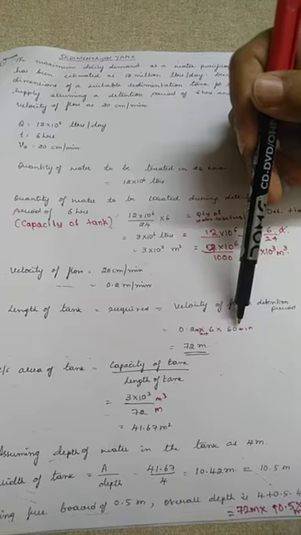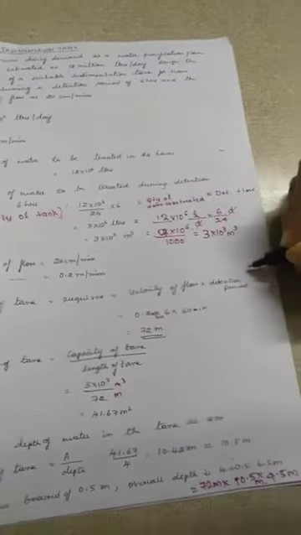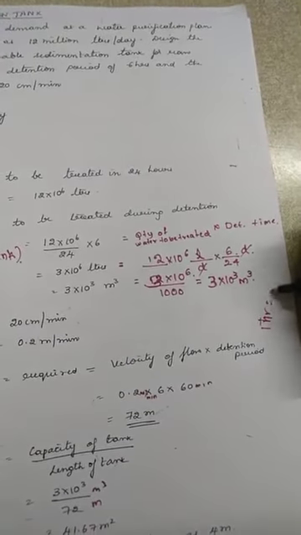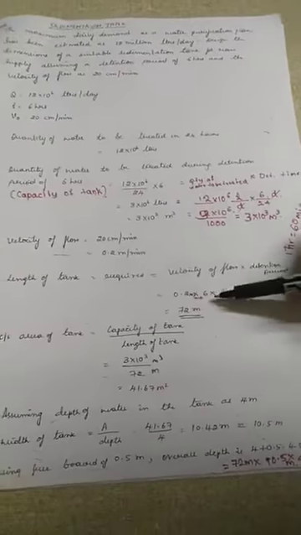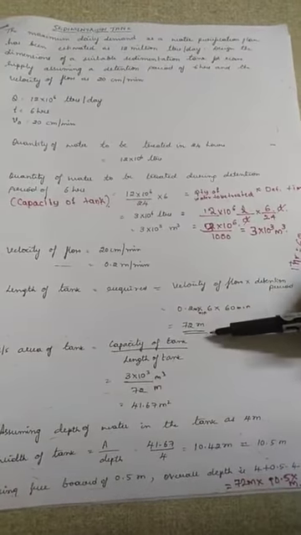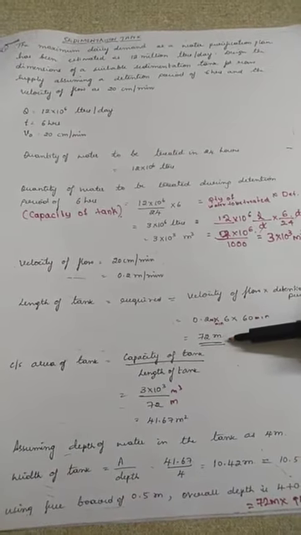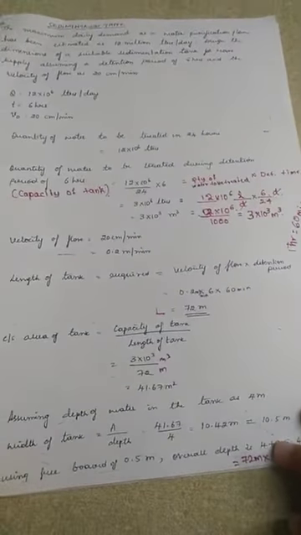Now why are we multiplying here with 60? 1 hour is equal to 60 minutes. So we have converted into minutes by multiplying 6 by 60. So we have determined the length as 72 meters. We have got this as L, that is the length of the tank. L is equal to 72 meters.